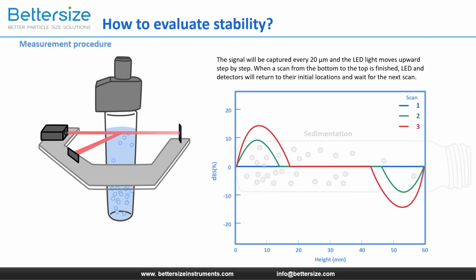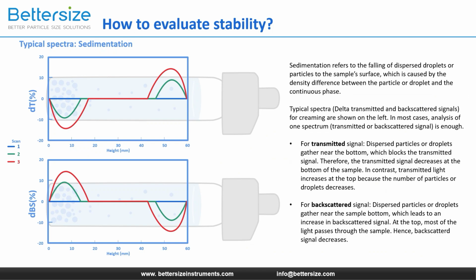As time goes on, the backscatter signal increases at the bottom because the particles settle down, and more particles scatter at the bottom, while the number of particles decreases at the top, resulting in a decrease in backscattering. After the measurement procedure, I will make an introduction to typical spectra of sedimentation, creaming, flocculation, and breaking.